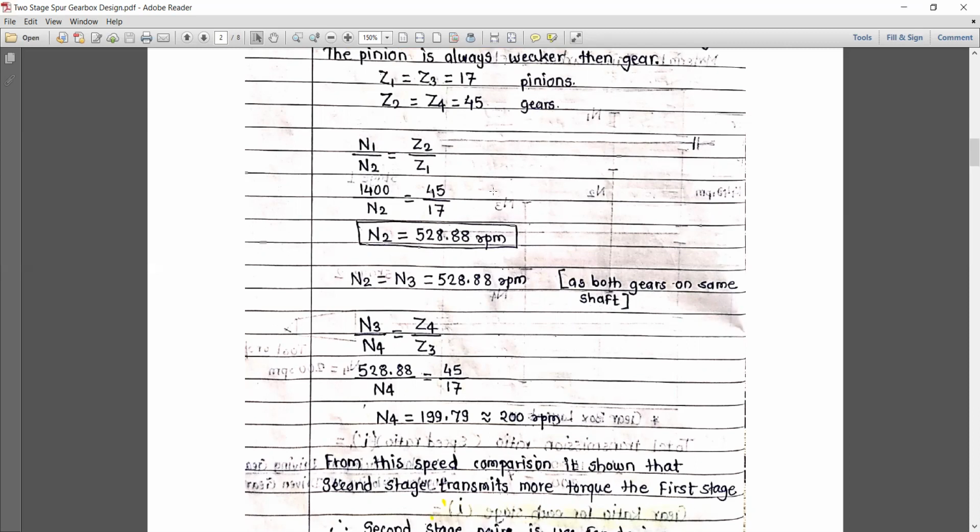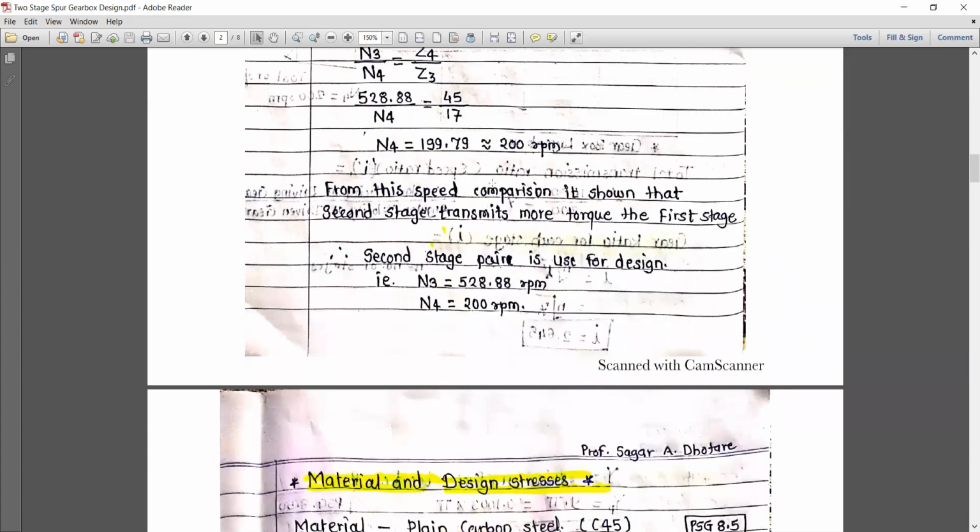n3 z3 is equal to n4 z4. Putting all the values, we get n4 is equal to 199.79, which is approximately equal to 200 rpm. So whatever we are designing, that is acceptable.